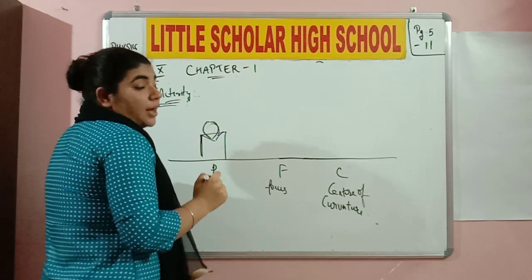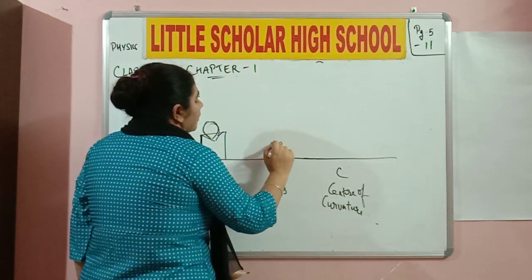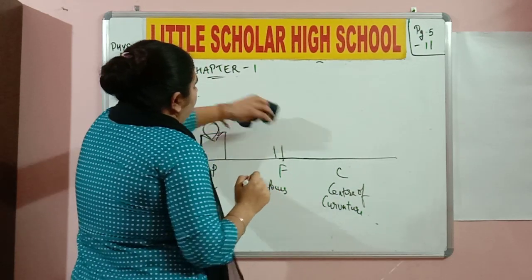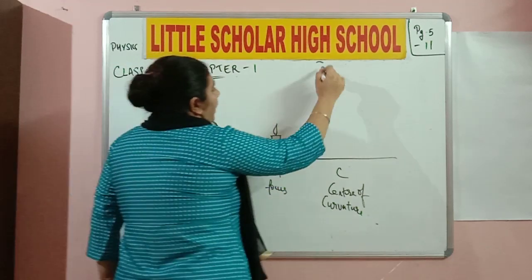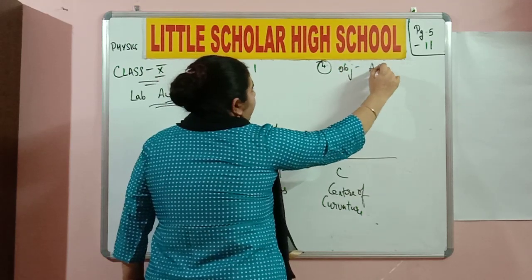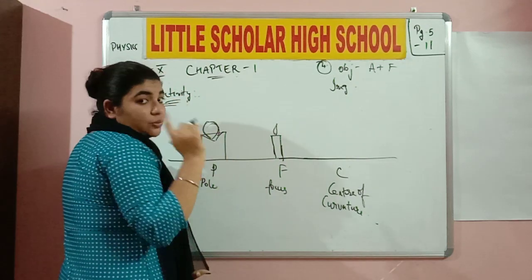Okay. Now I am going to place the object at the focus. Fine. Where is the object placed now? It is placed at the focus. That is my fourth position. The object is placed at the focus. Fine. Okay, so you need to understand this.